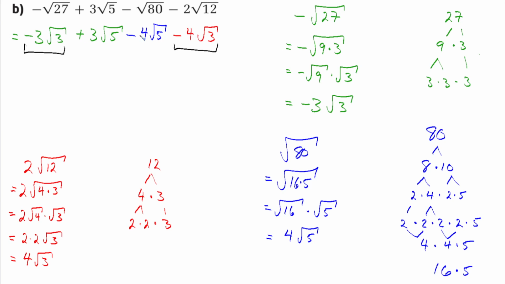No. If I have 3 negative x's and 4 negative x's, then I'd have 7 negative x's. So negative 3 root 3 and negative 4 root 3 will simplify as negative 7 root 3.